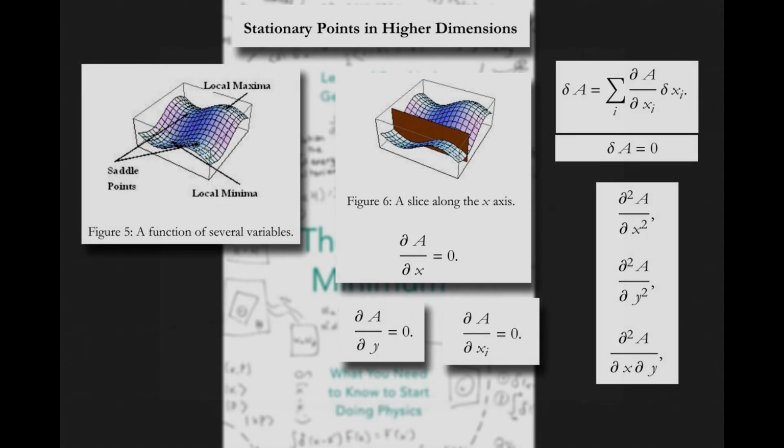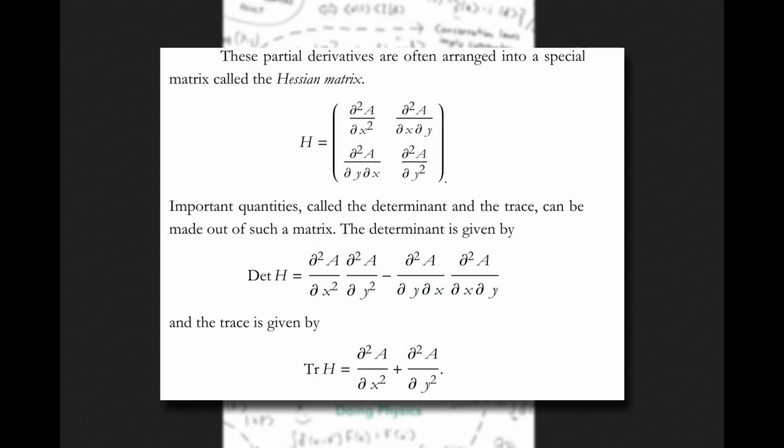These partial derivatives are often arranged in a special matrix called the Hessian matrix. Important quantities called the determinant and the trace can be made out of such a matrix. The determinant is given by det H, and the trace is given by tr H, the second derivative of a with respect to x plus the second derivative of a with respect to y. Matrices, determinants, and traces may not mean much to you beyond these definitions, but they will if you follow these lectures to the next subject, quantum mechanics. For now, all you need is the definitions and the following rules.